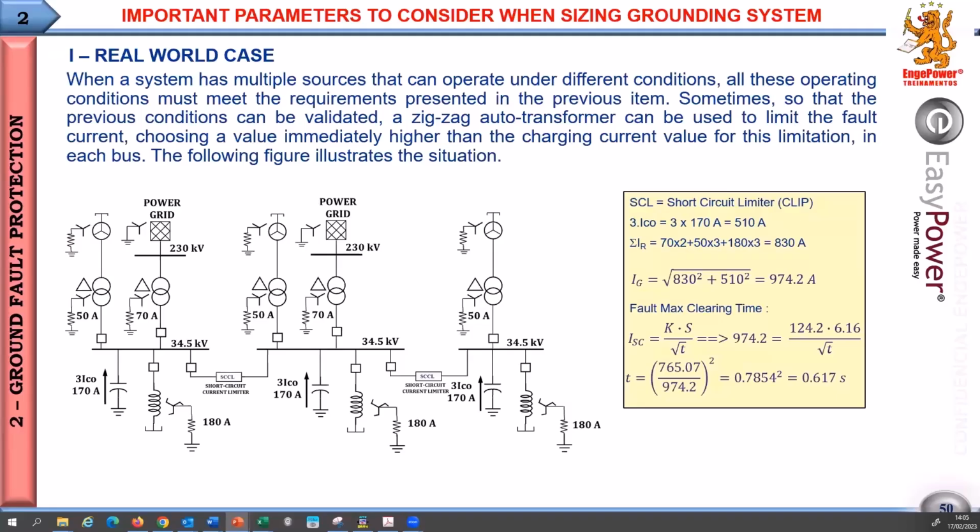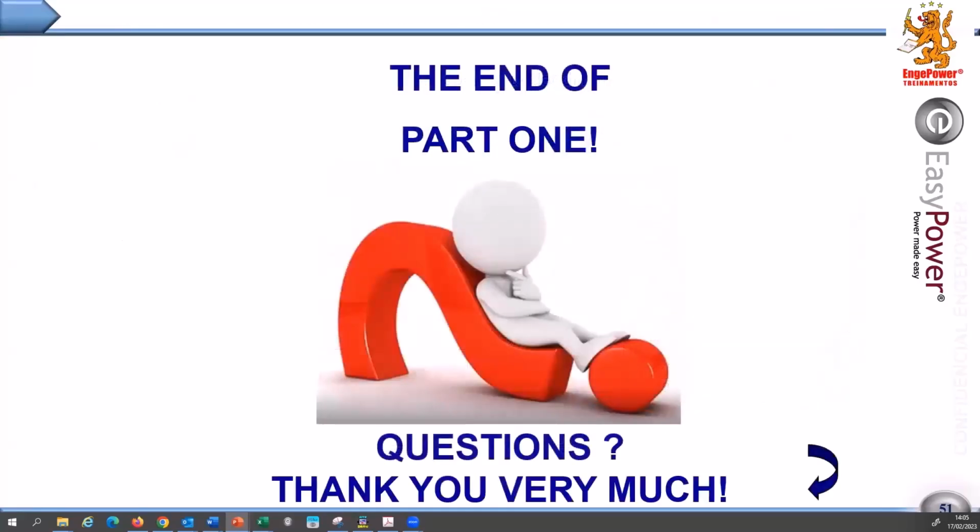Okay, so this is what we have for you today. I hope this information can help you in your studies. In a month, we are going to have the second part, and we are going to talk about the generator decrement curve and coordination. We are going to talk about conventional coordination and also logical coordination.